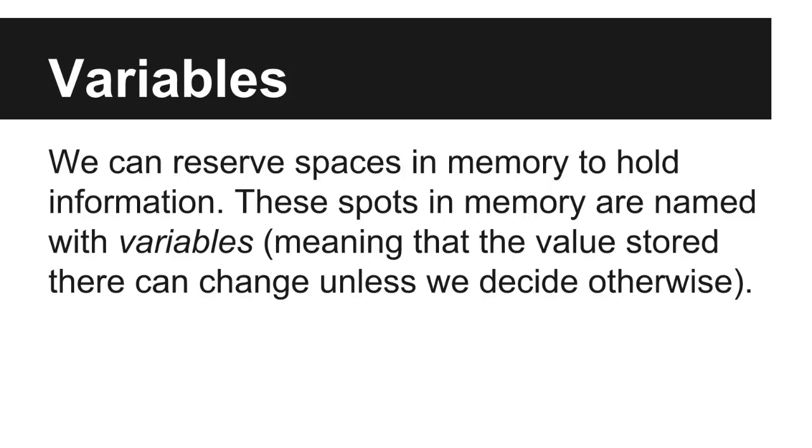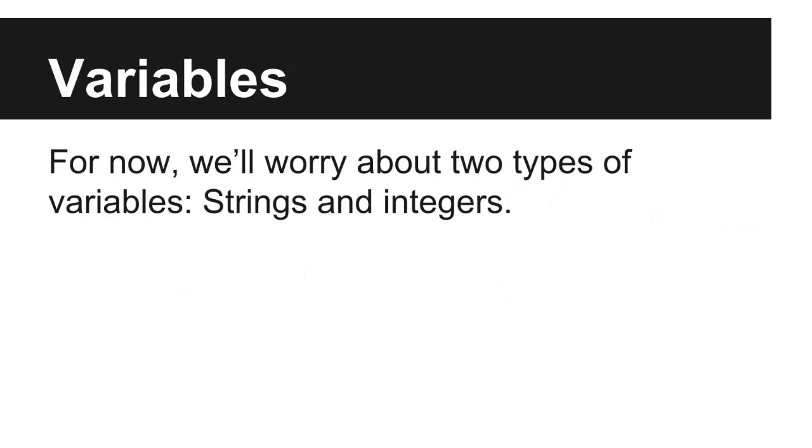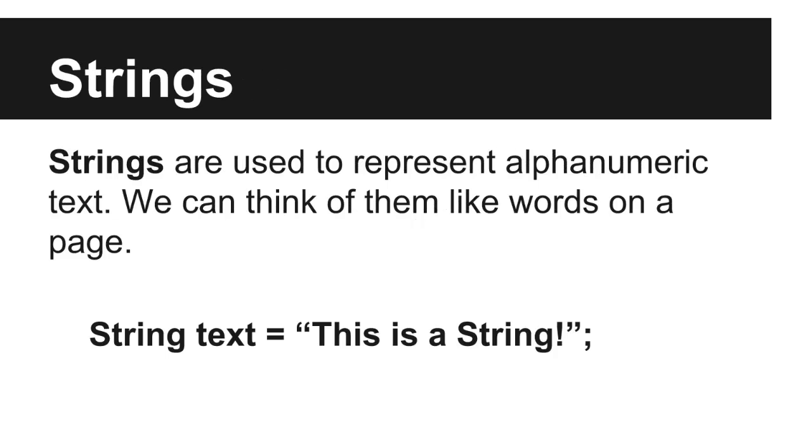And the cool thing about variables in Java is that because Java is a strongly typed language, when you have data of one type, you can't easily convert it to data of another type without doing a little bit of work. But because we have these strongly typed data types, the size is usually implicit. So right now we're just going to worry about strings and integers.